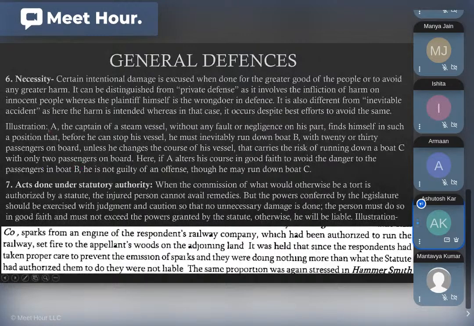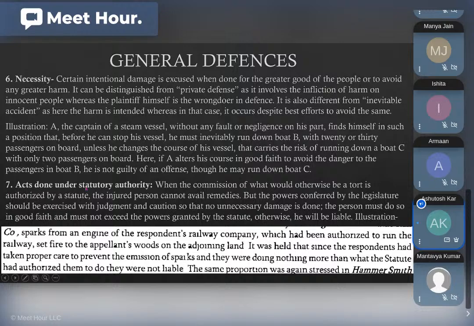If A, who is the captain, alters his course in good faith to avoid the danger to the passengers in boat B, because there are 20 or 30 people there, and he runs down boat C, he will not be guilty of an offense. I hope you understood here. Here, the harm is intended. The harm is occurring against innocent people. But why is it being excused? Only because it is trying to avoid the greater harm and it is striving for the greater good of the people. Is it clear? We'll head to the last defense which we have.